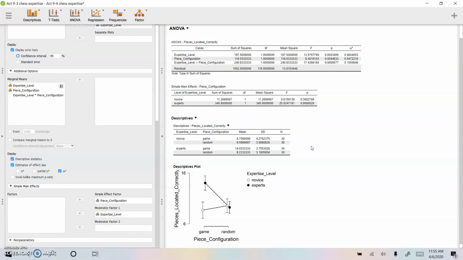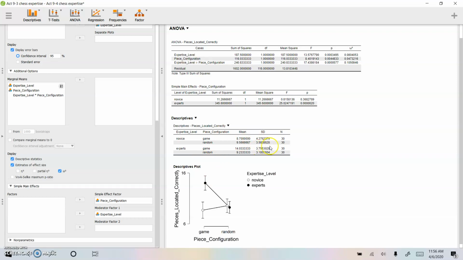But note, that's not very descriptive, right? We need to explain what happened. And what we're going to explain here is that for novices, they did about equally well in the game and random configuration. Right? However, experts did much better with the game configuration than with the random. Right? They look just like the novices with the random configuration, right? But the experts did much better with that game configuration. So when you describe the interaction, you want to describe both of those simple effects. You want to say that novices did approximately equally well in the game and random configuration, and that experts did much better with the game than the random configuration.